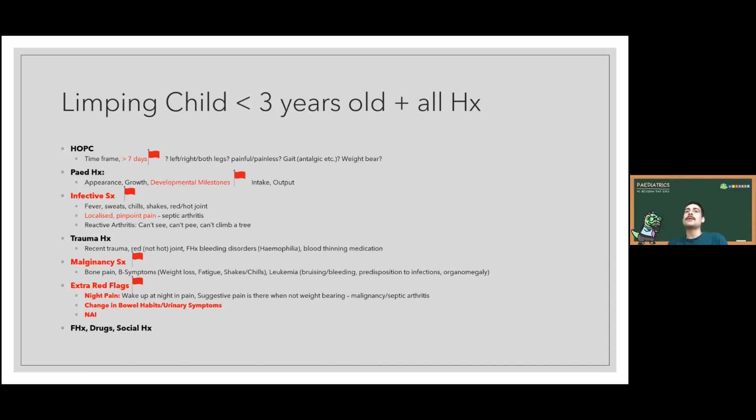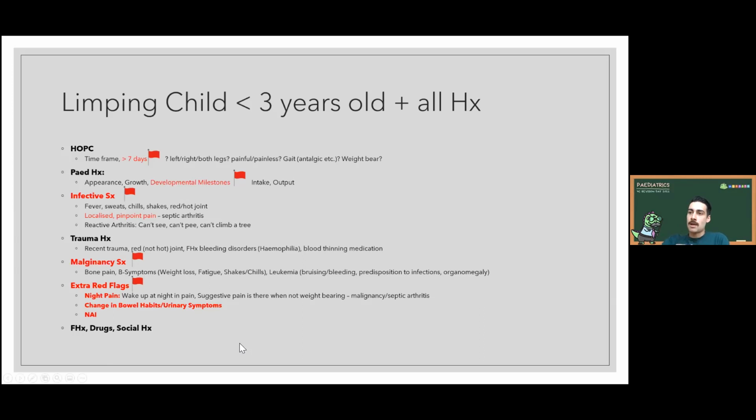Malignancy, you think of your B symptoms, and if it's leukemia, affecting other blood lines, so bruising, predisposition to infections, organomegaly. And then you've got to think of other red flags. So I've marked a few red flags here, but other red flags are night pain.